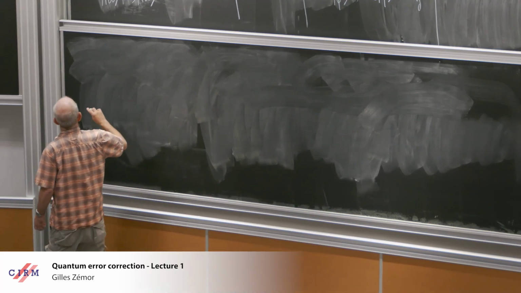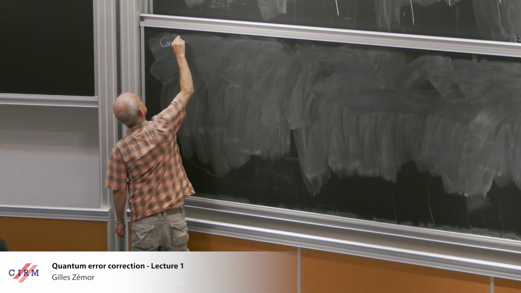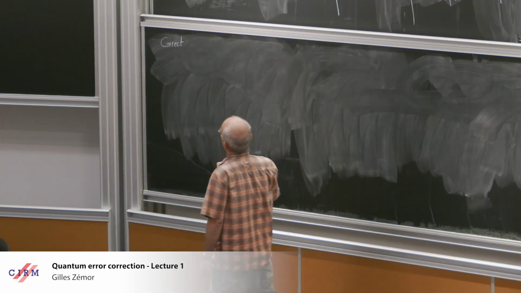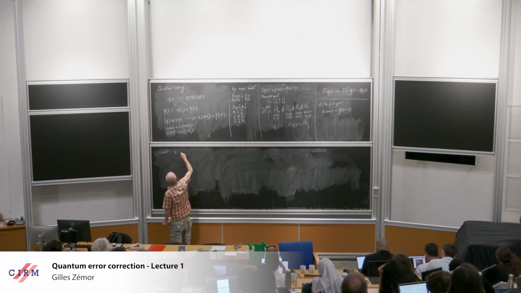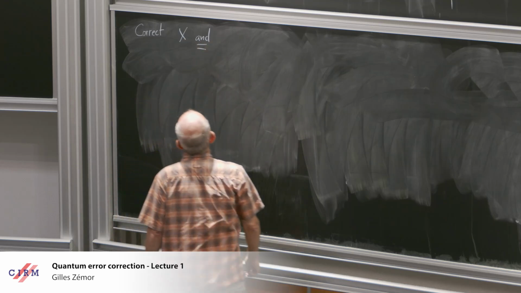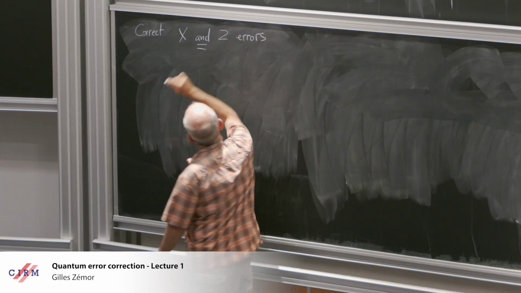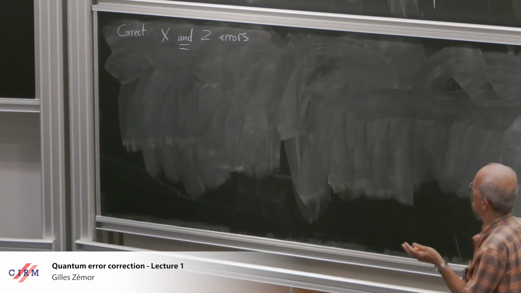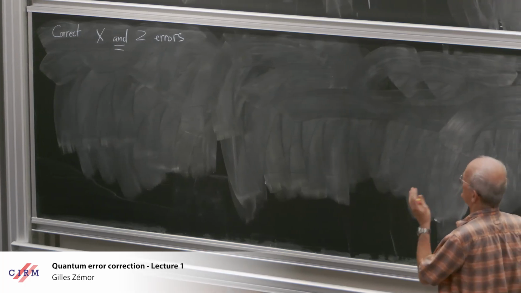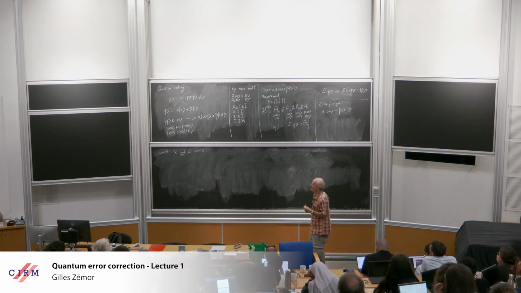Maybe I can stay like this. So, if we're going to correct quantum errors, we need to correct X errors and Z errors. That is going to be the challenge. Can we devise the quantum code that will be able to correct either X errors or Z errors, or possibly even a mix of X and Z errors?